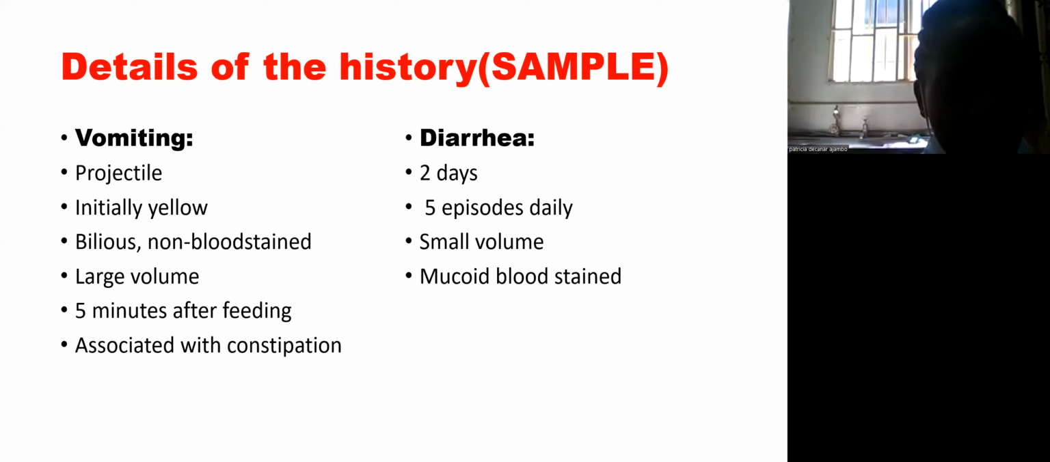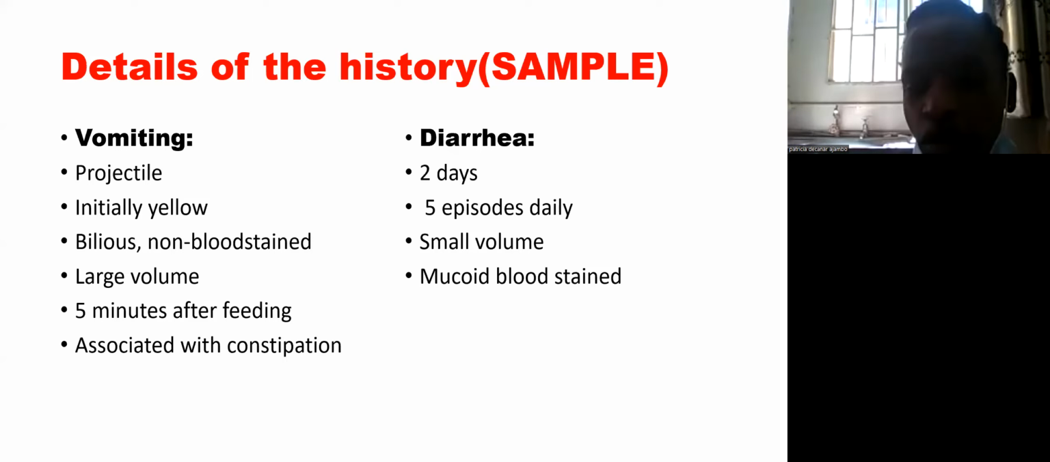It was a large volume, and the child would vomit about 5 minutes after a feeding, and this was associated with constipation. The child also had diarrhea, which was there for 2 days, about 5 episodes in 24 hours, which were small volumes, and they were mucoid blood-stained stools.